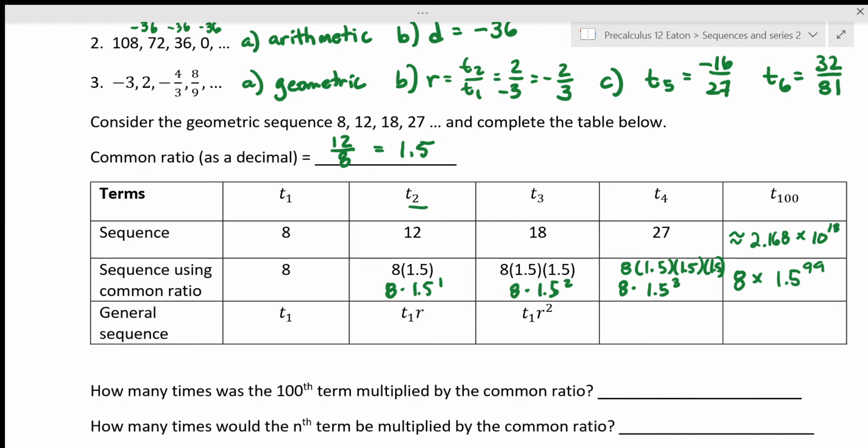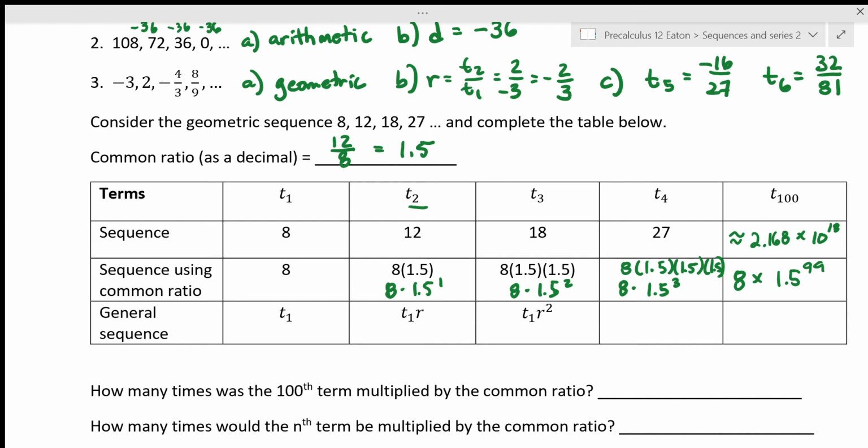So geometric sequences can get big, especially if they have common ratios that are not between -1 and 1. They can get big really fast. So you just have to be aware that your numbers may come out larger for these kinds of problems.